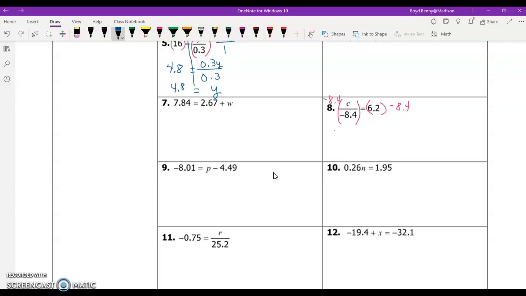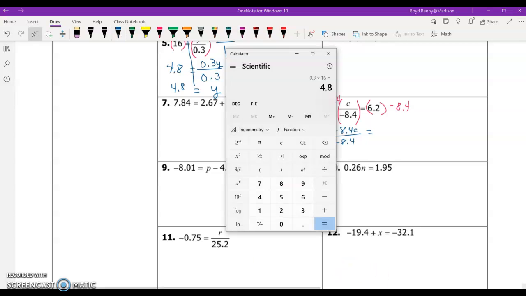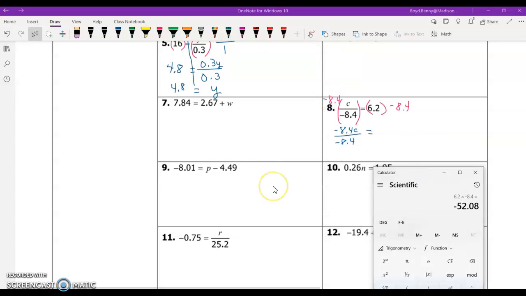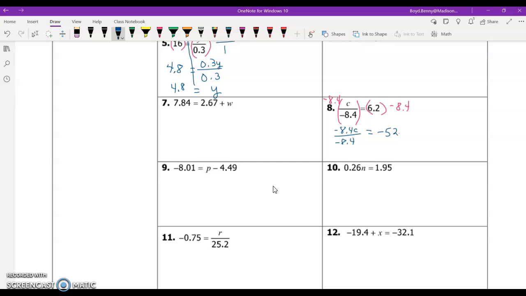Negative 8.4 times C is going to be negative 8.4C divided by negative 8.4. And then 6.2 times negative 8.4 is going to give me negative 52.08. Negative 52.08. And of course, this divided by this, negative 8.4 divided by negative 8.4, that's just 1. And 1 times C is just going to leave us with C, equals negative 52.08.